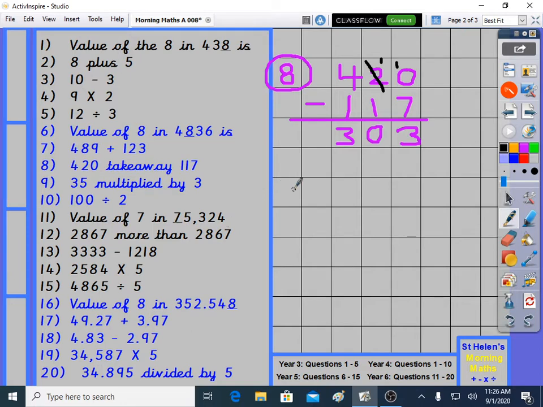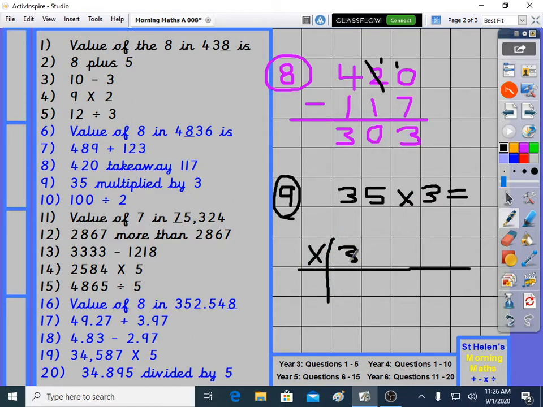I hope you're keeping up, year 4s. If you are year 4. 35 multiplied by 3. Grid method for multiplication, isn't it? I'll write the question down first. 35 times 3. I think it's going to be 105. Let's see.